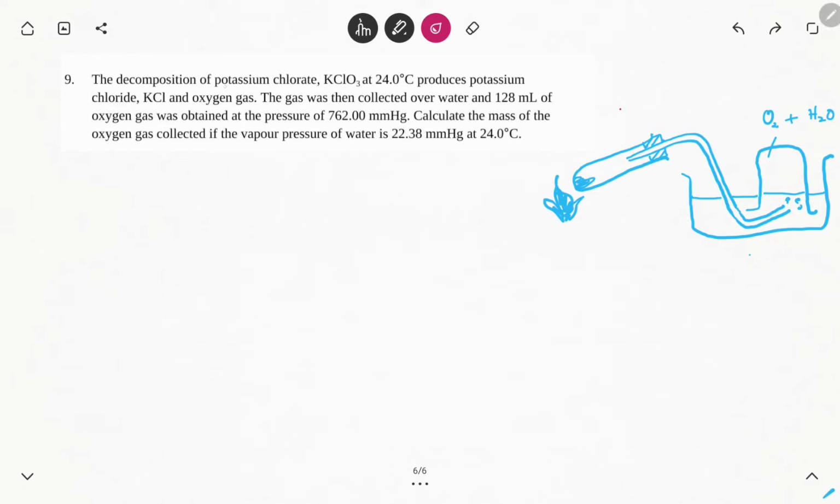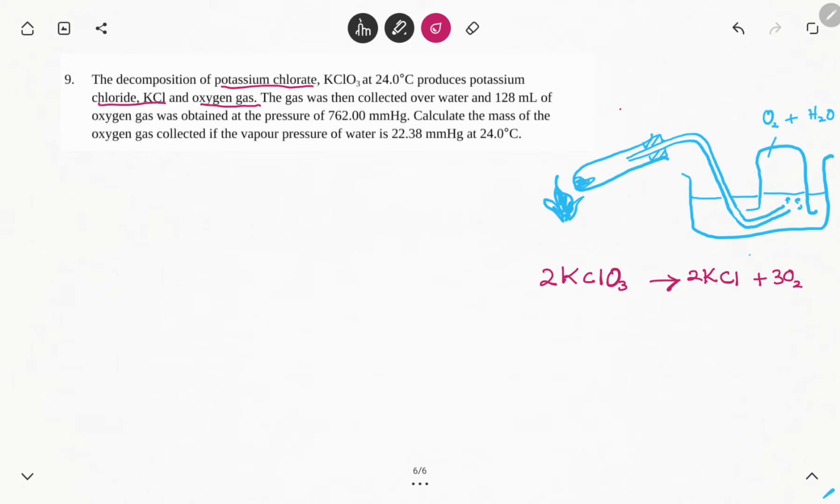The decomposition of potassium chlorate at 24.0 degrees Celsius produces potassium chloride and oxygen gas. So from here we can write the balanced equation. Potassium chlorate decomposed to potassium chloride and oxygen gas. Okay, balance the equation.